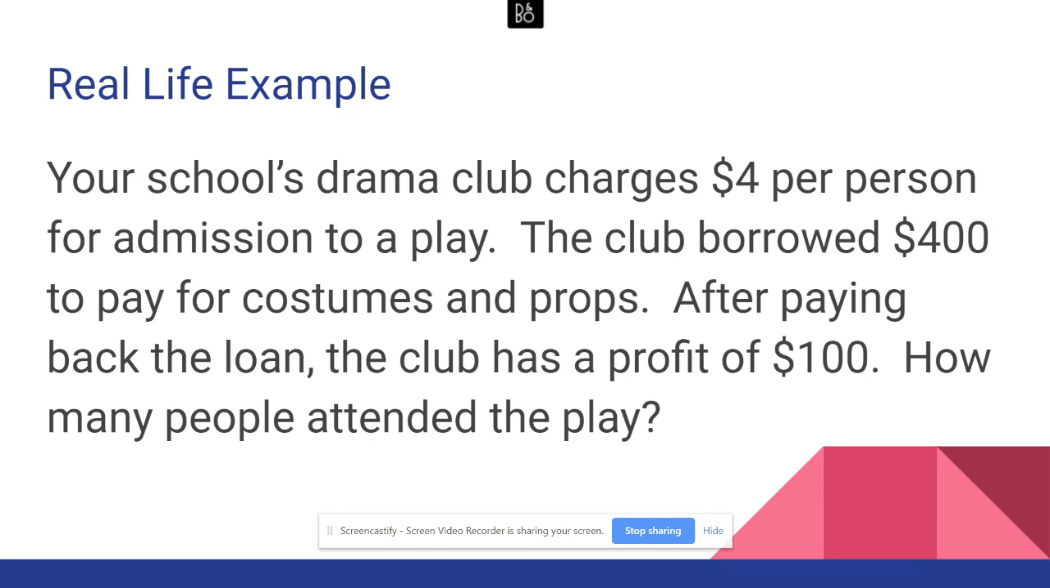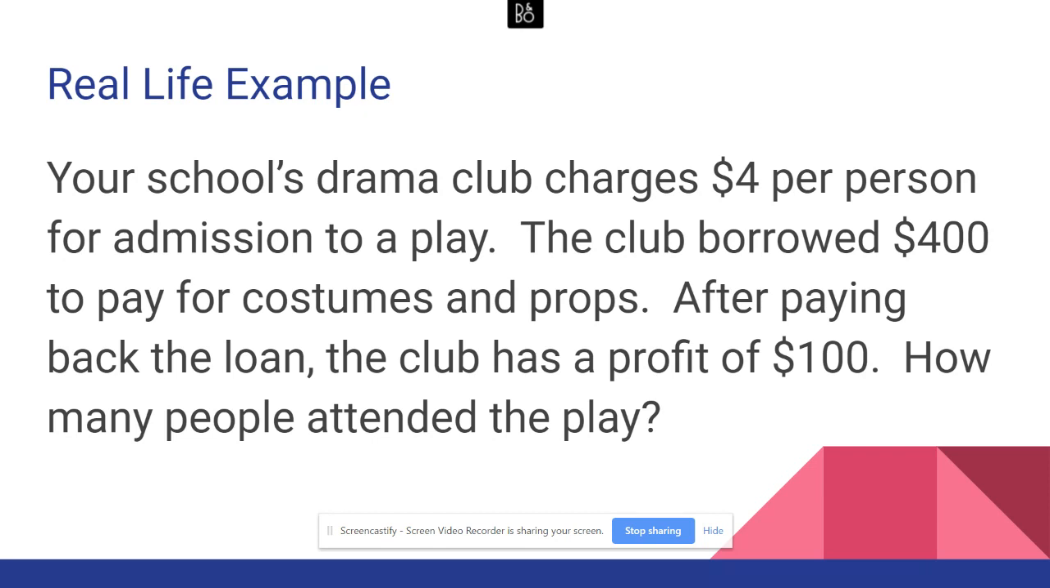So we have a school drama club. They charge $4 per person for admission to a play. The club borrowed $400 to pay for their costumes and props, and after paying back the loan, the club had a profit of $100. So we're going to find how many people attended the play for us to make $100.